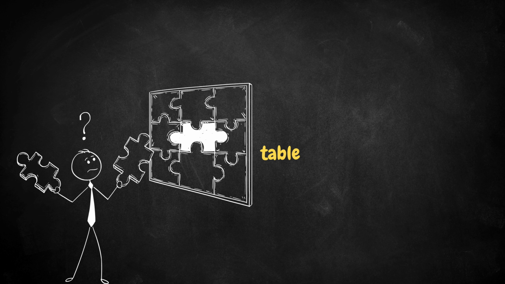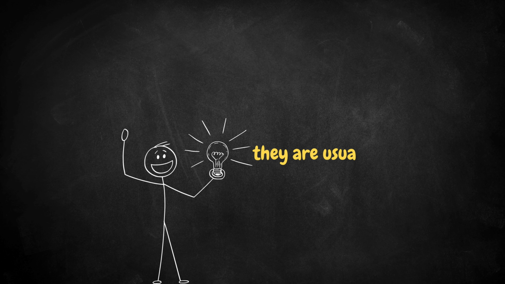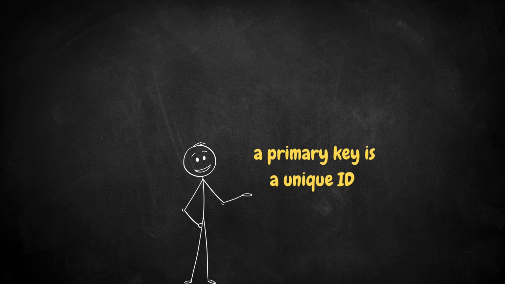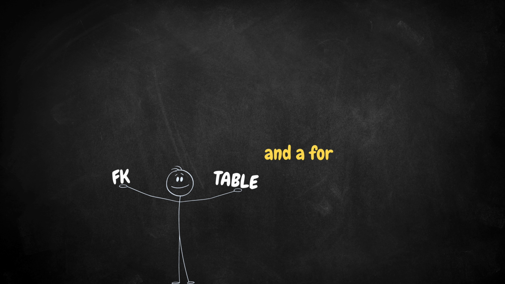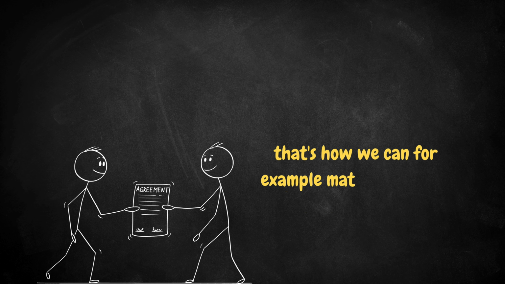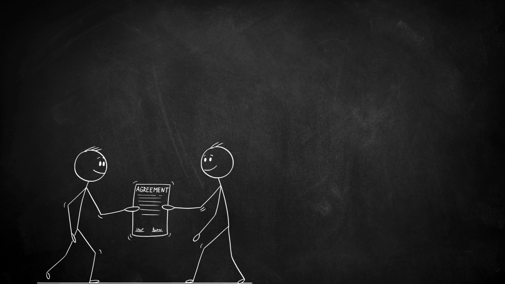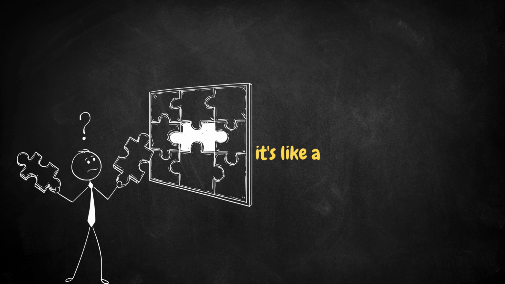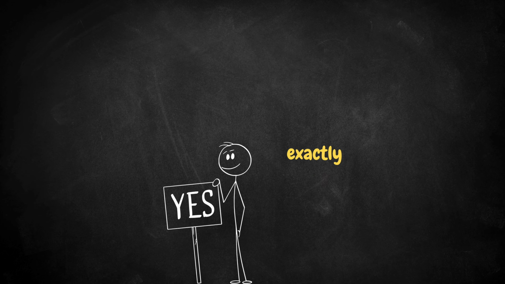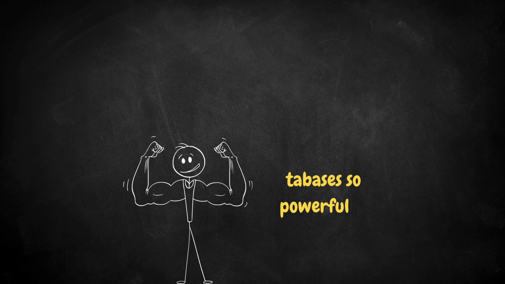And how do tables connect to each other? They are usually linked using something called keys. A primary key is a unique ID for each row, and a foreign key is used to connect it to another table. That's how we can, for example, match customers to their orders. So it's like a digital puzzle. All pieces fit together. Exactly. It's what makes databases so powerful.